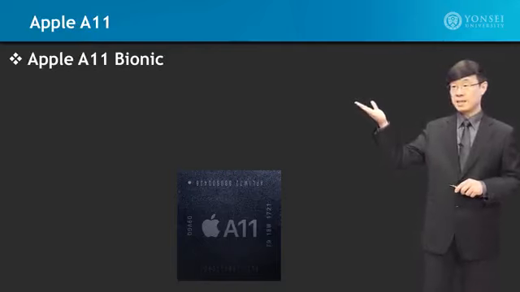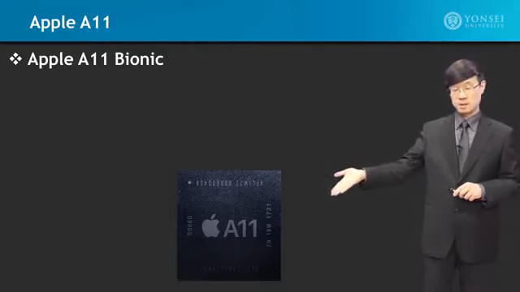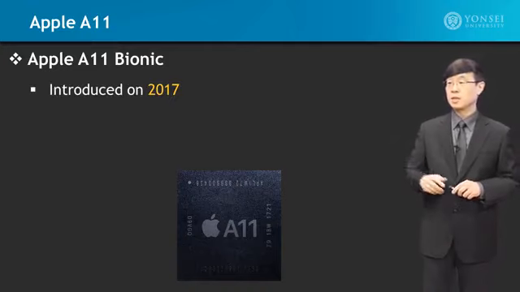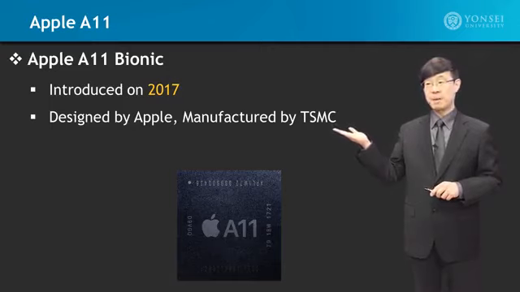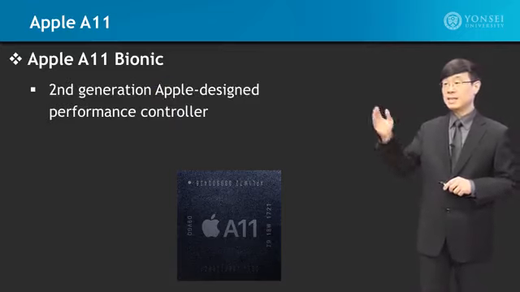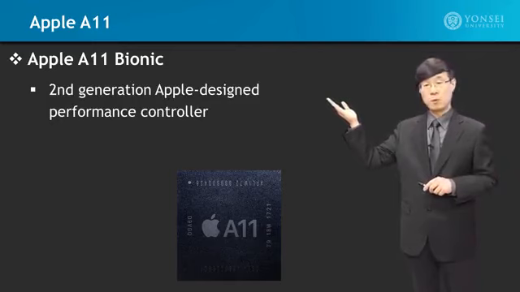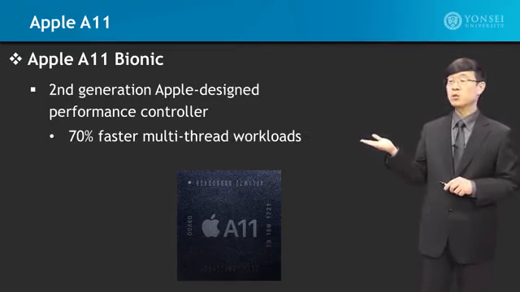For the iPhone X, we have the Apple A11 Bionic chipset used inside. It was introduced in 2017, and it was designed by Apple and manufactured by TSMC. It is based on the same ARM v8-A architecture, and it is a second generation Apple designed performance controller unit. It has 70% faster multi-threaded workloads.